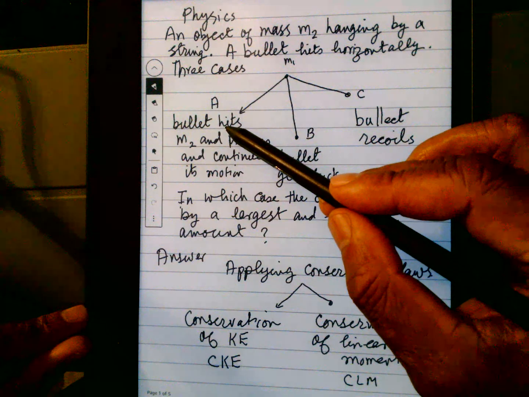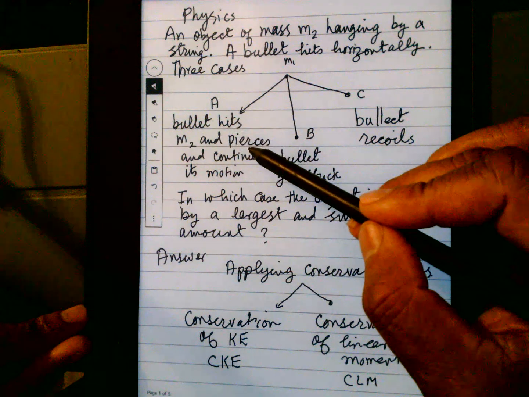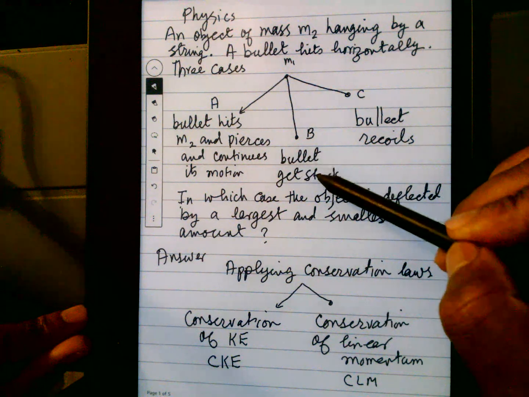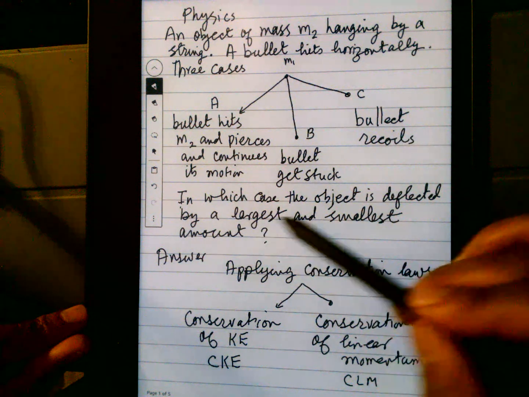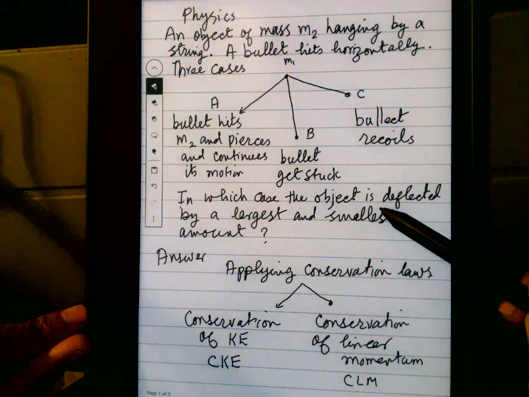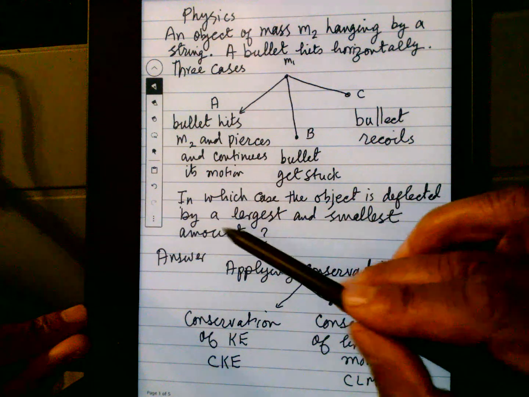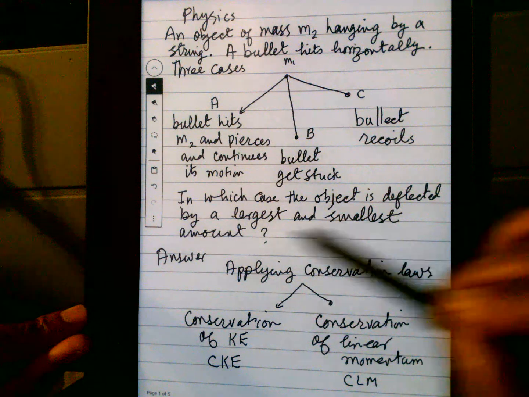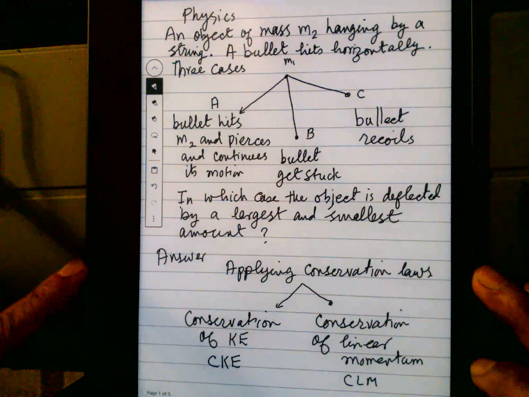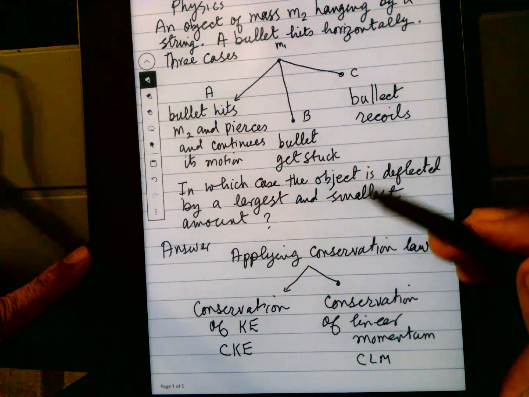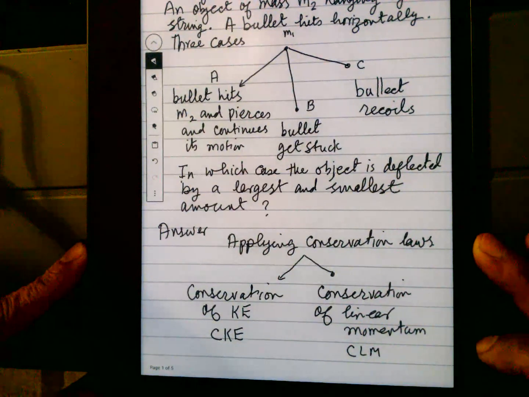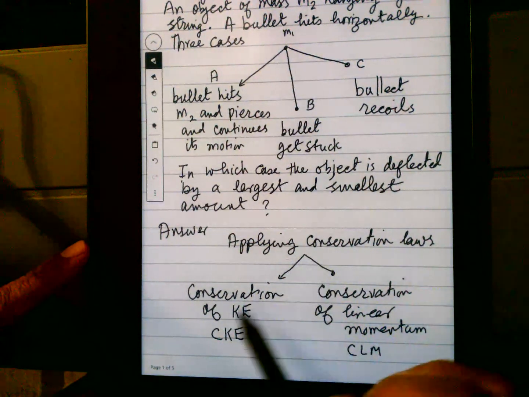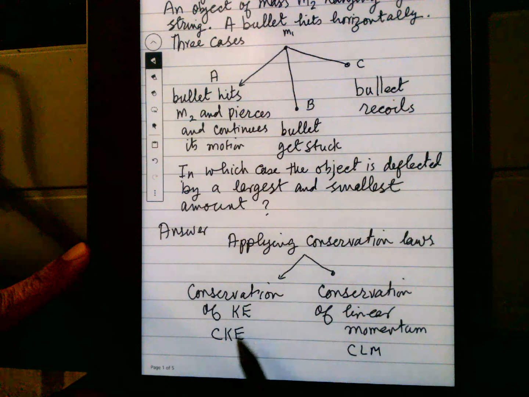So the first is the bullet pierces, the second is stuck, and the third is recoil. In which case is the object m2 deflected by the largest and smallest amount, or in other words, in which case is its velocity higher? Answer: we will apply the conservation of kinetic energy and conservation of linear momentum.